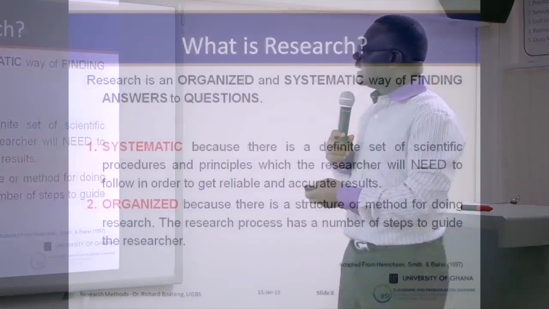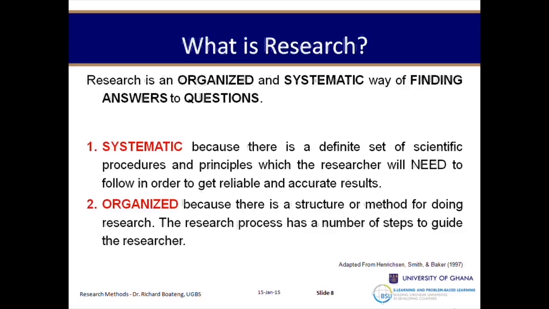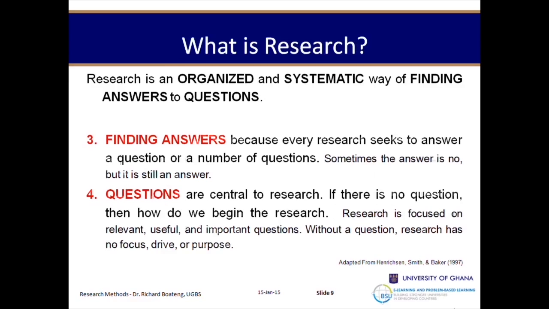So that's why we say that it's systematic. Another thing is that a research has to be organized. Organized because there is a structure which is sometimes generic. It means that there are certain steps that you follow. Every research, irrespective of the scientific discipline you belong to, will always seek to ask a question and find an answer. Now the answer can be yes, no, or maybe, but it's still an inquiry process, a process of inquiring. And because of that, we say that it's organized, following a method or a set of steps. It means that there's a process that you go through to get your answer.